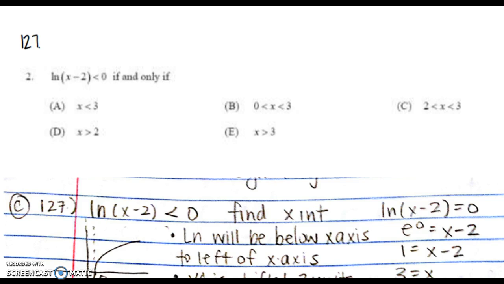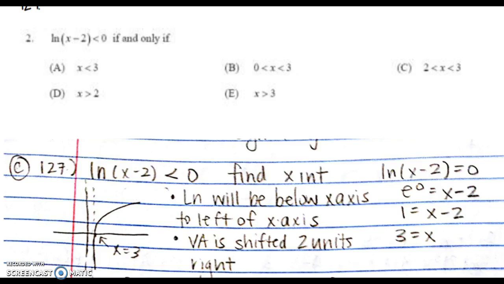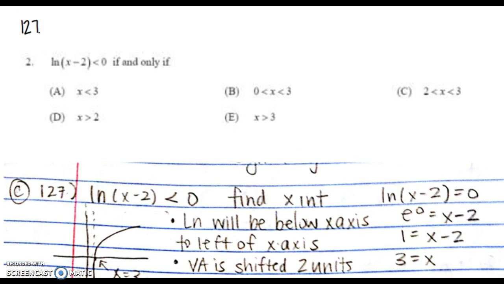Natural log of x minus 2 is less than or equal to 0 if and only if... The idea is you want to know when is your function below the x-axis. So you're below the x-axis in this area. Now, natural log has an asymptote hanging out right here at x equals 0. So you're going to be focusing on shifts for your asymptote, and you're going to be focusing on x-intercepts.